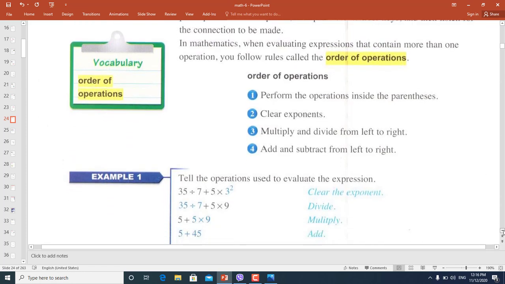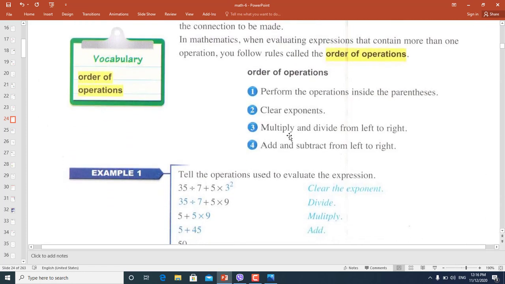The product of the power. In the third step, multiply and divide from left to right. So we will start at the left and go right in the third step. If you have any multiplication or division operation, we will solve it. After that, the last step is add and subtract from left to right. If you have any addition or subtraction, we solve from left to right.